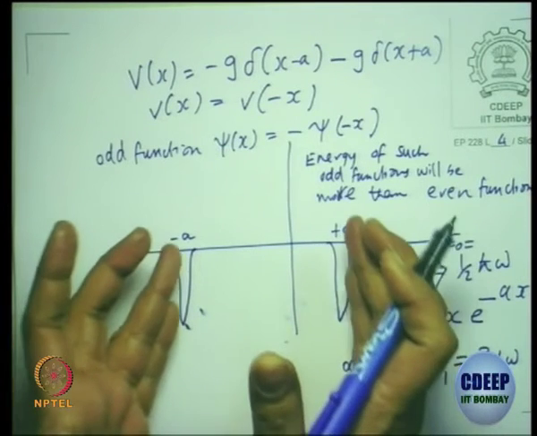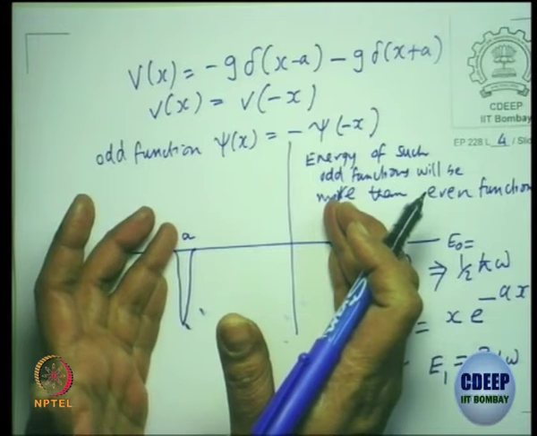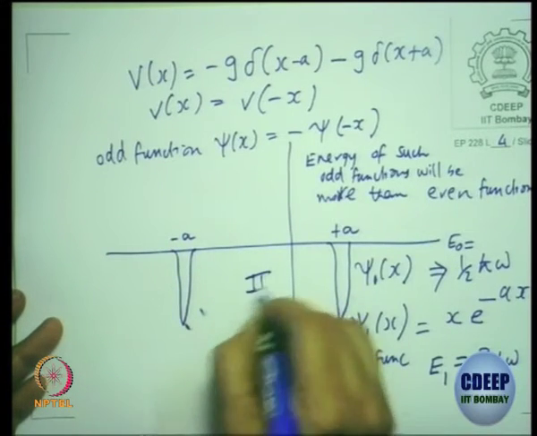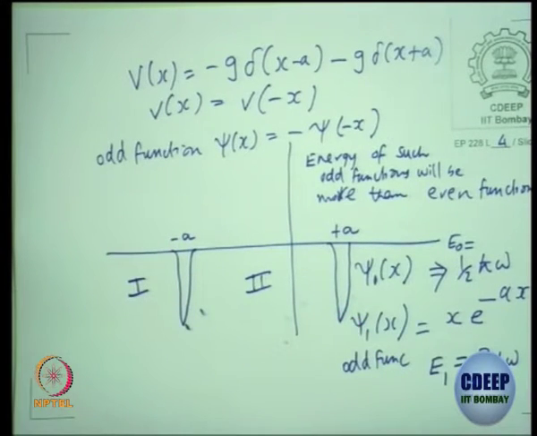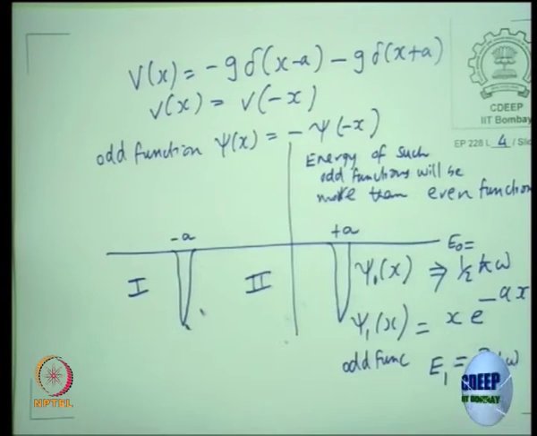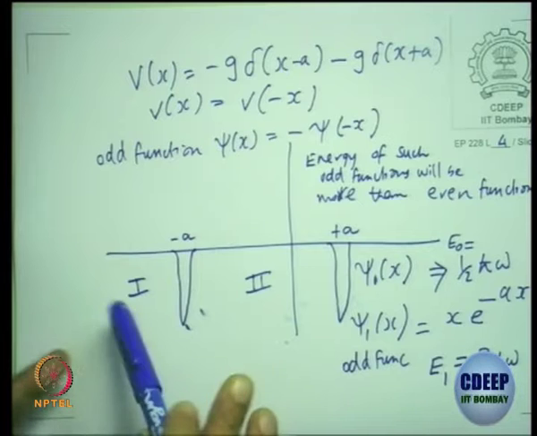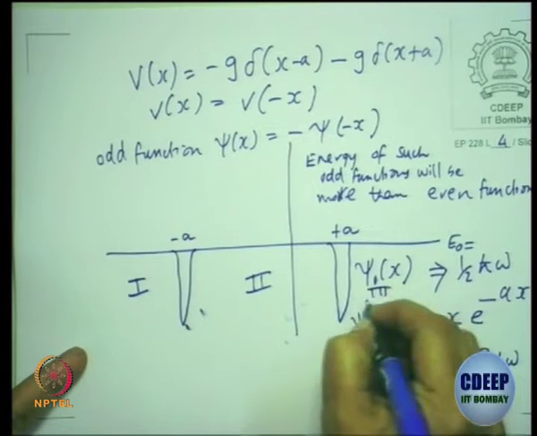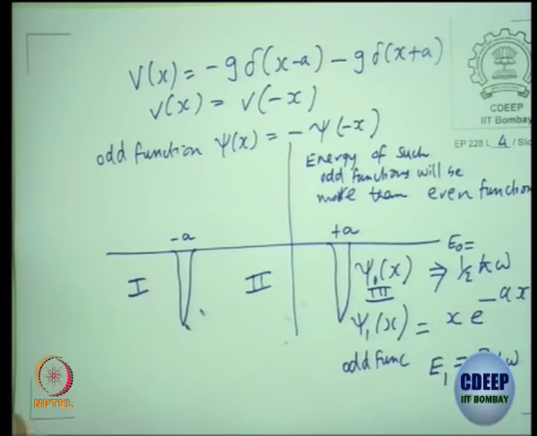At least in region 2, this is region 2, region 1. In region 2, you have to apply V of x is the same as V of minus x. Similarly, region 1 and region 3 are going to be related.